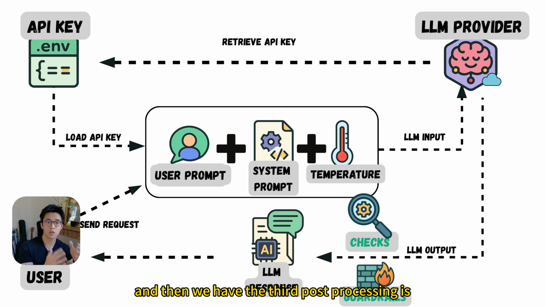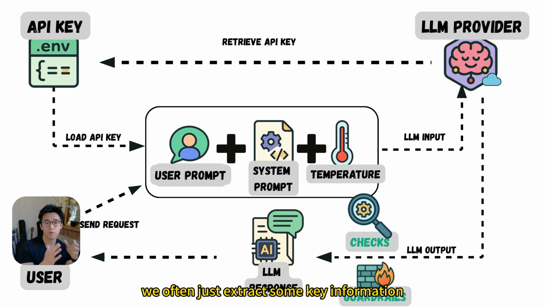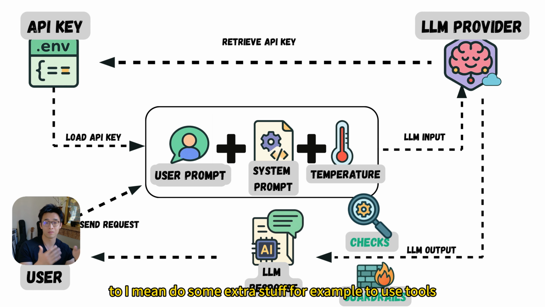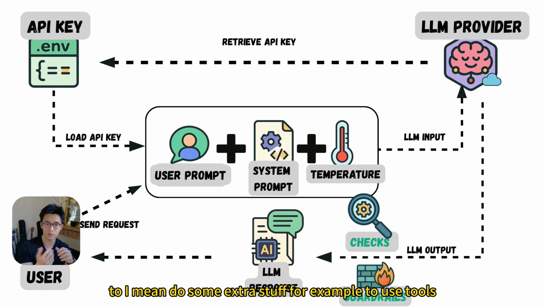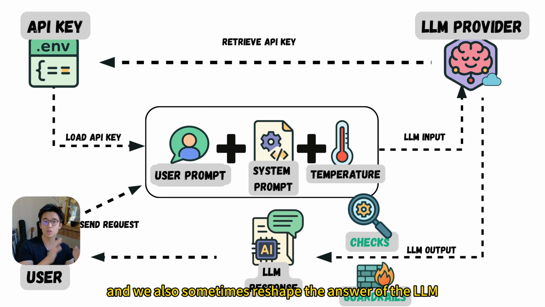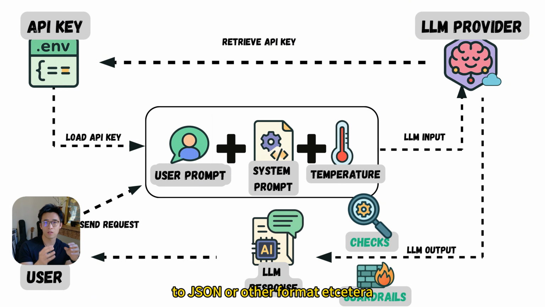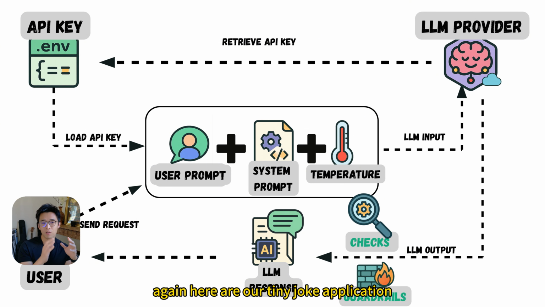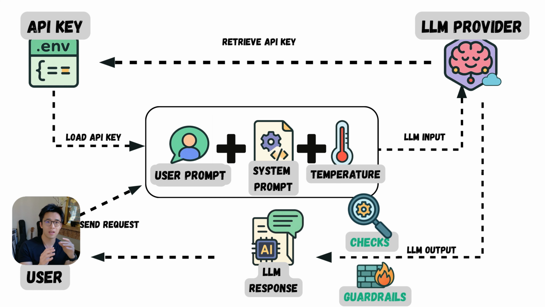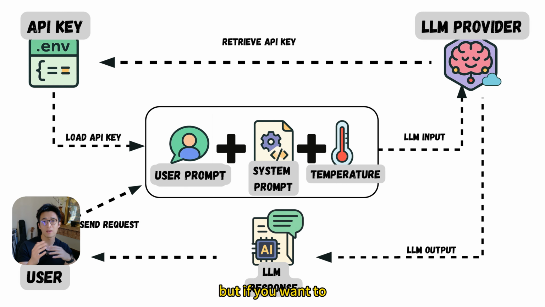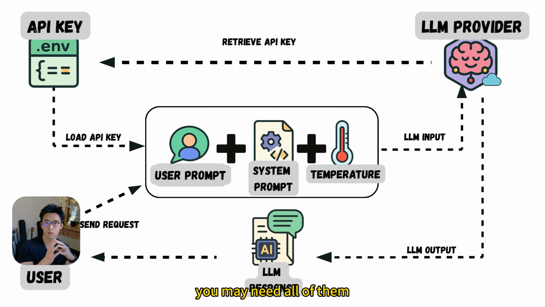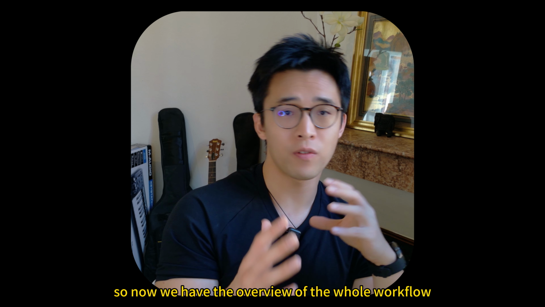Third, we often extract some key information from the answer for the LLM to do some extra stuff, for example, to use tools, but that's a more complicated topic we'll cover later. We also sometimes reshape the answer of the LLM to JSON or other formats. Again, for our tiny joke application, we just keep it simple and skip all these guardrails and steps. But if you want to build other applications with different functionalities, in different contexts, you may need all of them. So now we have the overview of the whole workflow.